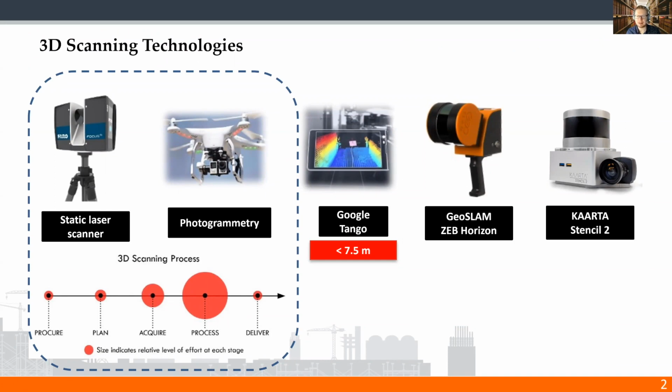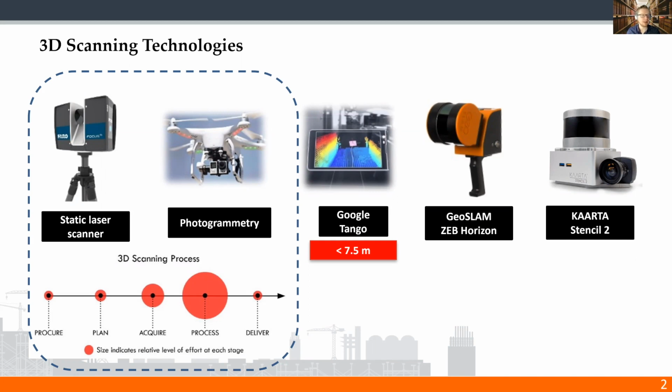The first one is a static laser scanner. How they work is you place the device next to the object you want to scan, enter some settings, press a button, and depending on the settings, you wait around 10 or 30 minutes. You take out an SD card, plug it into your computer, process the raw 3D data, and you have a 3D scan.